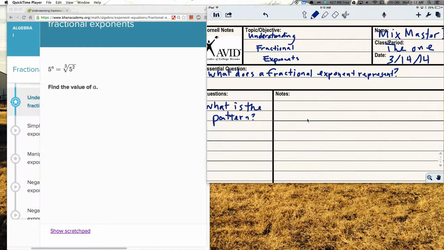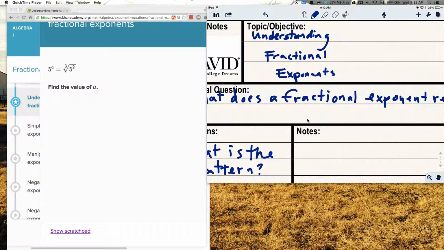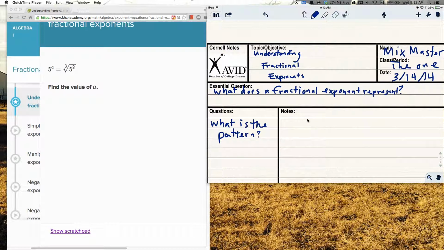All right, this is going to be a brief lesson about understanding fractional exponents. You might notice I wrote that as my topic up at the top. And what does a fractional exponent represent is my essential question. I'll say that one more time. What does a fractional exponent represent?